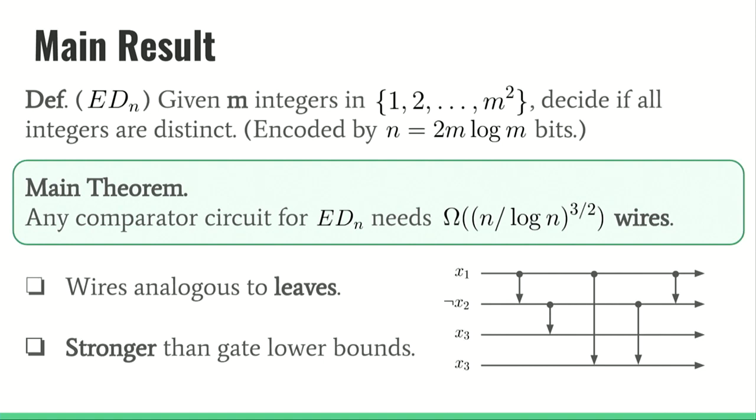So remember, by wires, I really mean the number of times a variable is being read at the input. So this is stronger than a gate lower bound. In principle, you could have a small number of wires and many more gates. So our lower bound is actually on the number of reads, which is sort of a strength of this result.